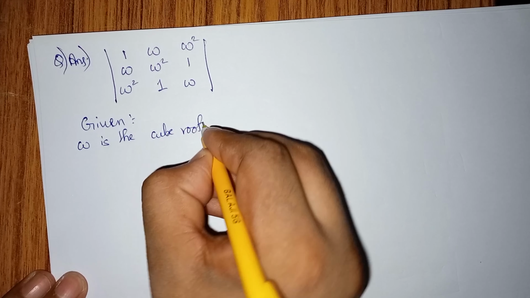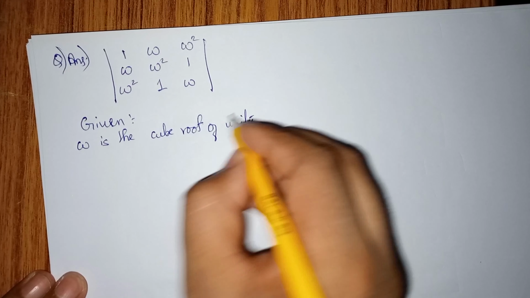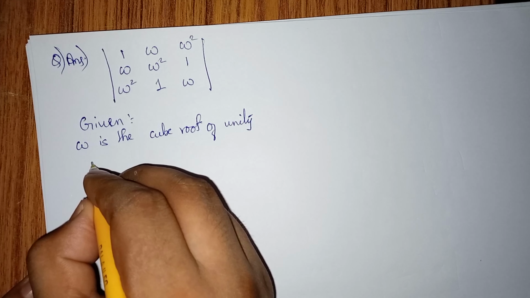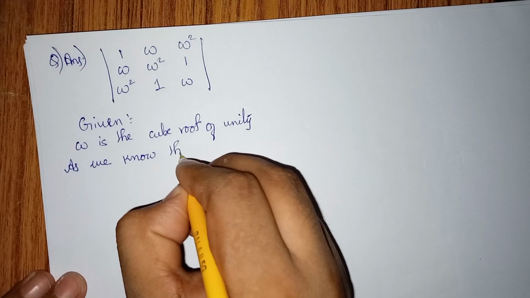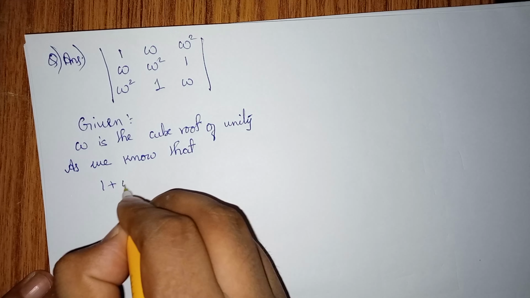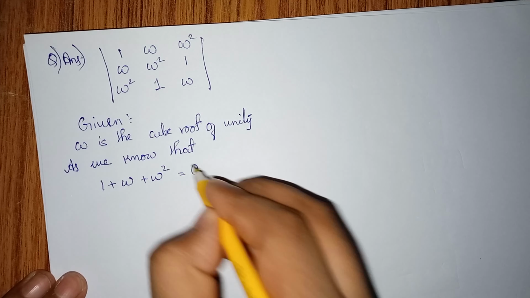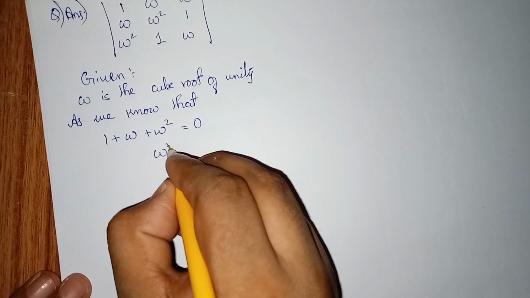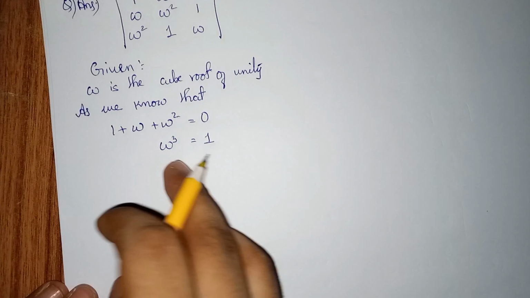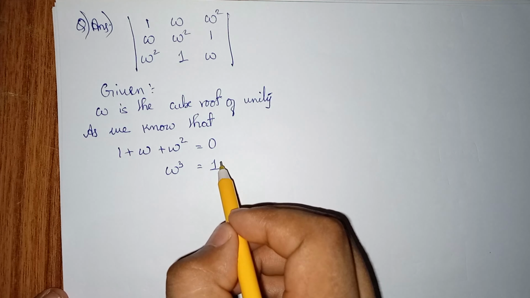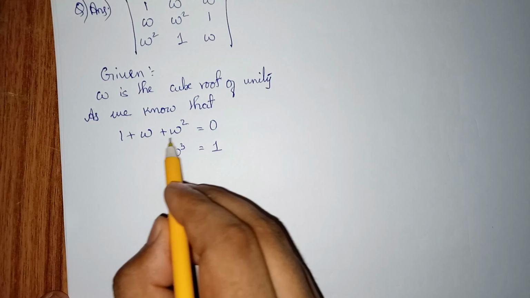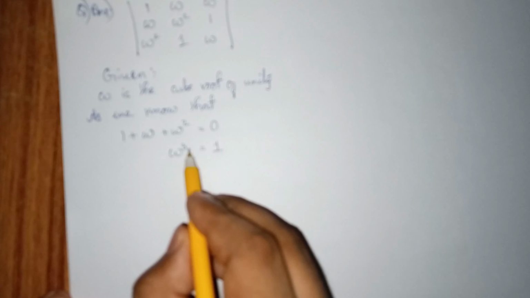What is that? Omega is the cube root of unity. Since omega is a cube root of unity, we know one condition: 1 plus omega plus omega square is equal to 0. Also omega cube is equal to 1. It is the given data. If it is a cube root, then we follow these two conditions. If you have any doubt, you can check my previous video for it. 1 plus omega plus omega square is equal to 0 and omega cube is equal to 1.